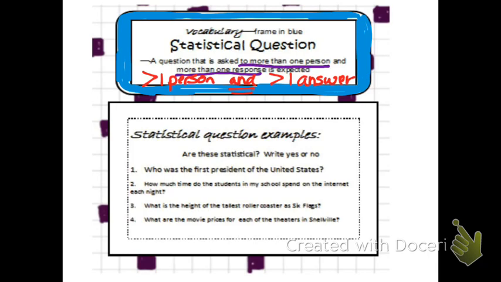Do we expect more than one answer? No. How many first presidents did we have? One. Now, we might have some people who don't know the answer or give us a wrong answer. However, we expect only one answer because there is only one right answer. So in this case, we are not asking more than one person and we are not expecting more than one answer. We're answering no to both of those. So therefore, it is not a statistical question. So write no.